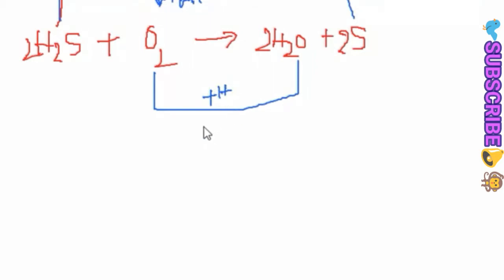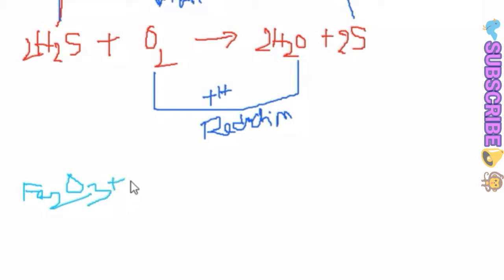Okay, now another example: ferric oxide, Fe2O3, reacts with solid aluminium. Now it forms iron, Fe, plus aluminium oxide, Al2O3.